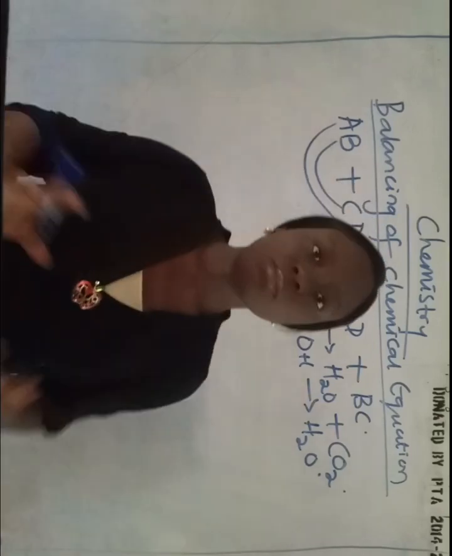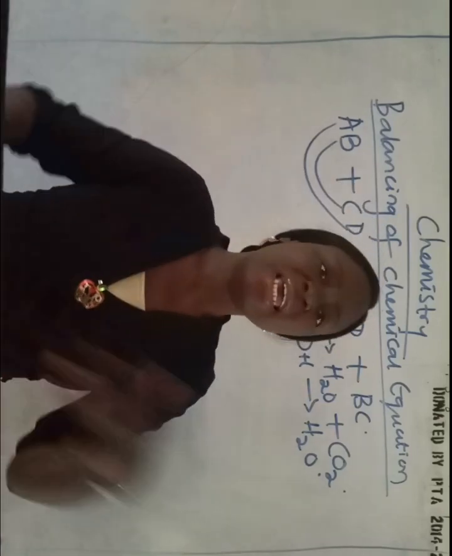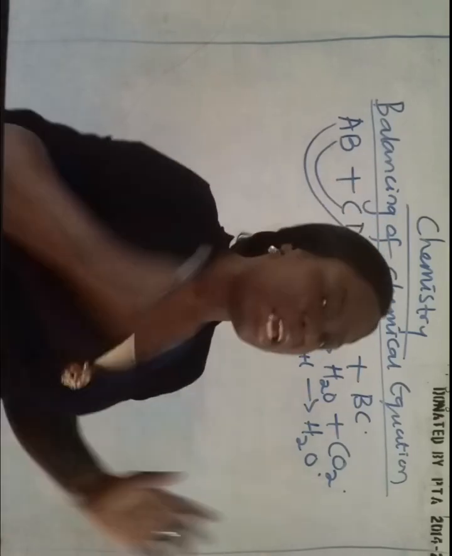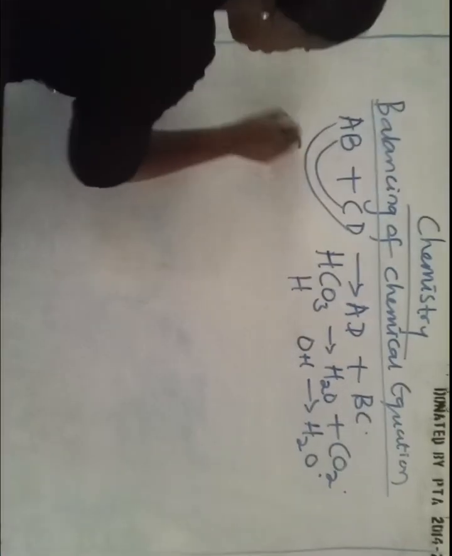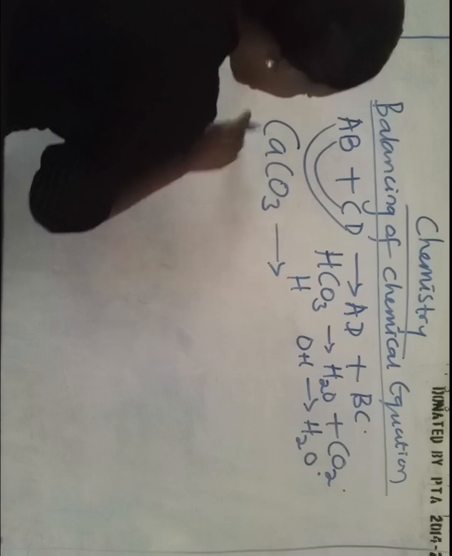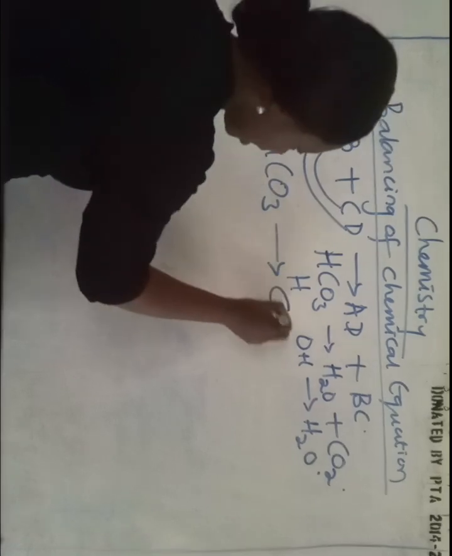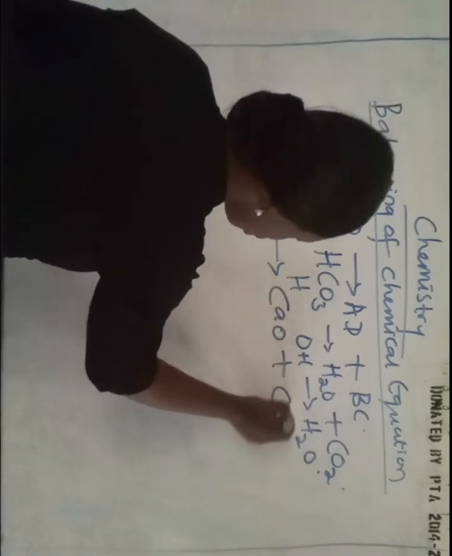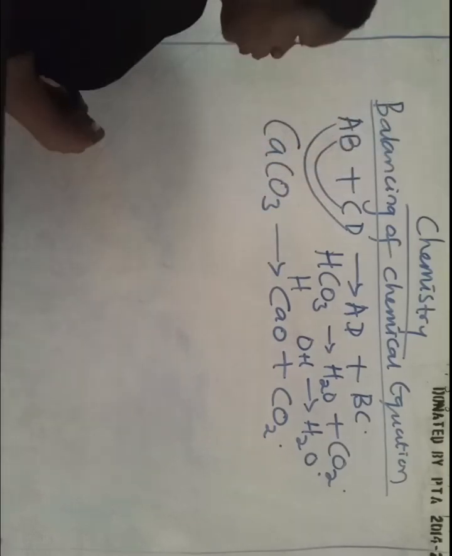Okay, then there are some reactions that we call decomposition reactions. You have a particular compound that will break into smaller compounds. A typical example of that is CaCO3. This is your calcium carbonate. Now it's going to break into calcium oxide plus what? CO2.